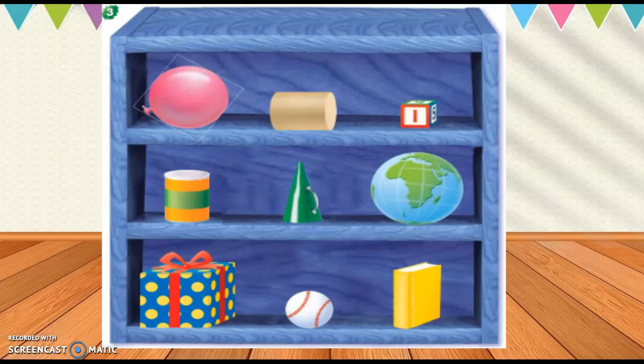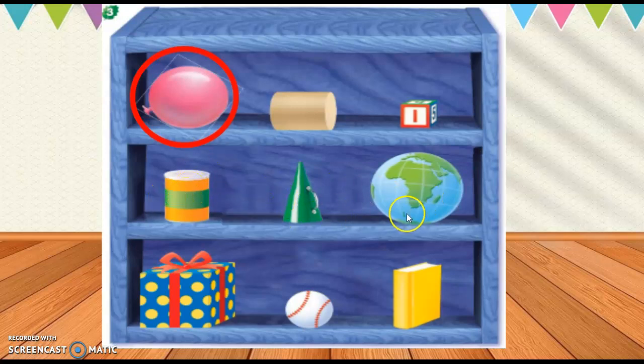All right, so now we're going to be looking on the shelves to find objects that are shaped like a sphere. Let's look at the first row. In this first row, which object do you think is shaped like a sphere? If you said a balloon, you were correct. Yes, a balloon is shaped like a sphere because it has a curved surface and it's not flat. Good job. Let's look at the next row.